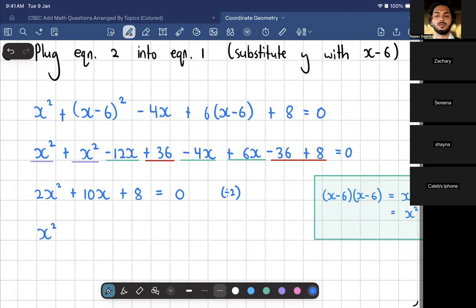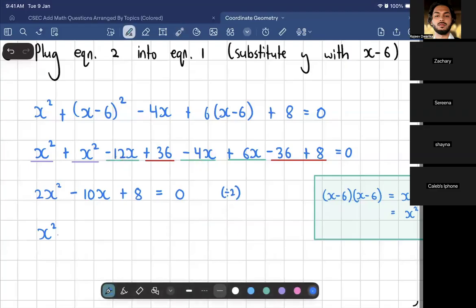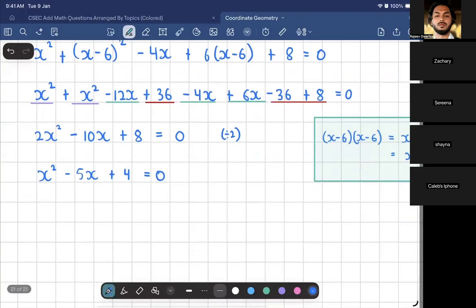Wait, this was negative 10. Yeah, let me just verify that. So minus 12 minus 4 is minus 16. So that'll be minus 5x after dividing by 2. And what is 8 divided by 2? Positive 4. All right. What is the next step?